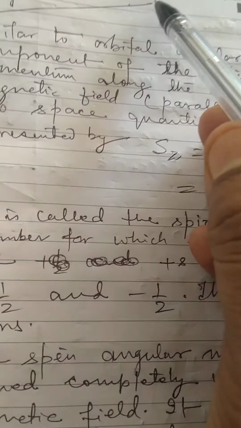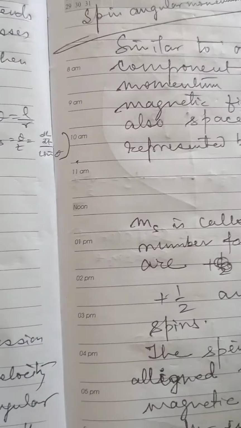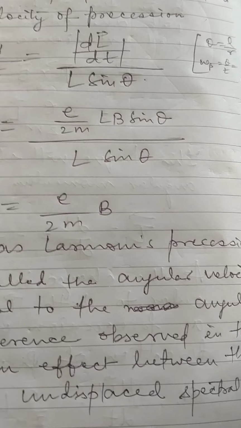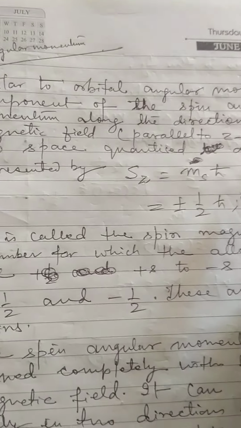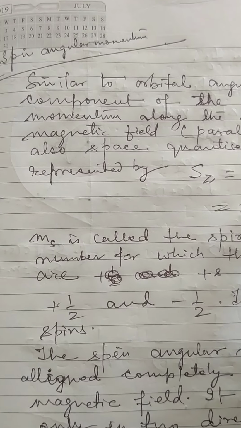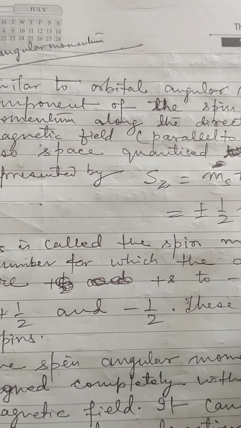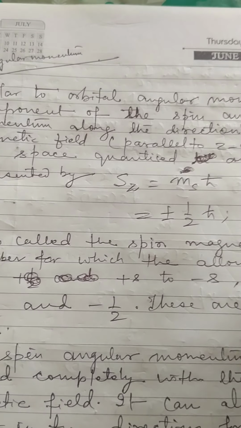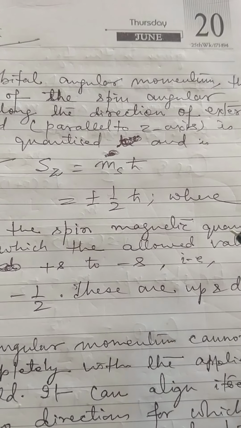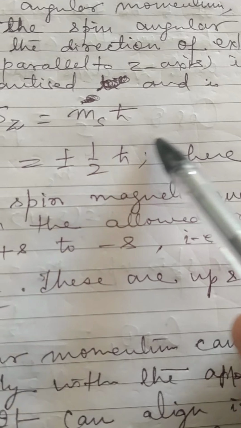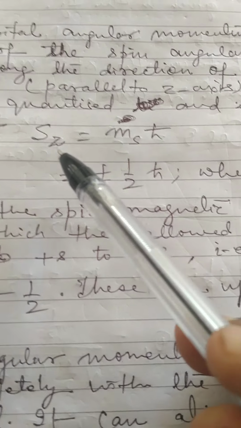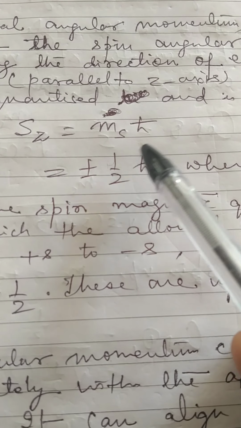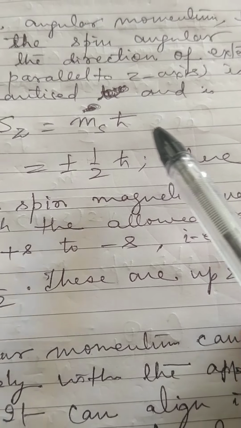Now we are switching to the spin angular momentum, or the space quantization. This is how I explained the space quantization with respect to the orbital angular momentum of electrons. Now the space quantization with respect to the spin angular momentum of electrons can be discussed like this. Again we see Sz is equal to ms h cross, the z component of the spin angular momentum, just like Lz was ml h cross.